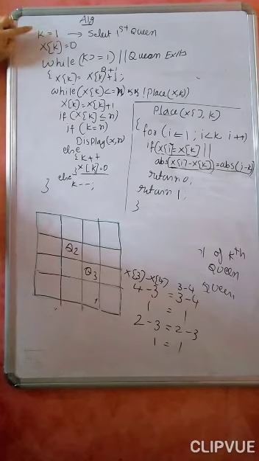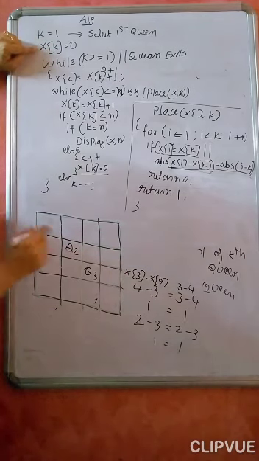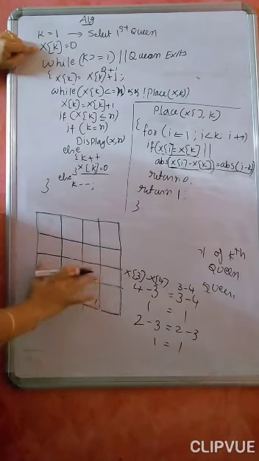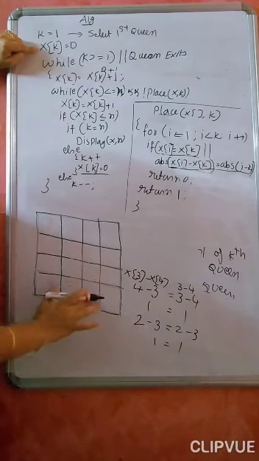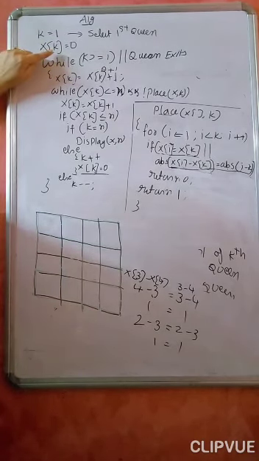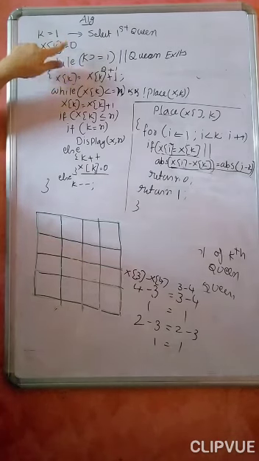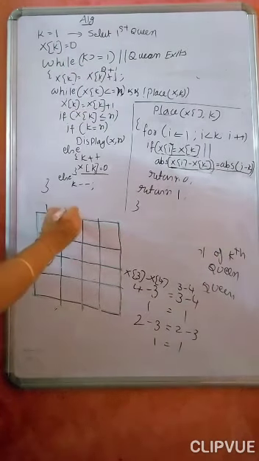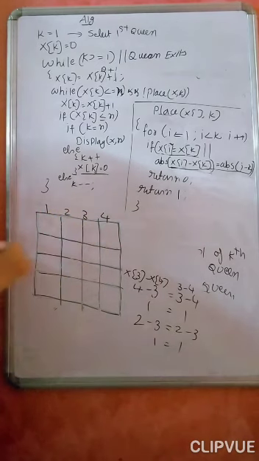Now initially I'll take k is equal to 1. K is equal to 1 means the first queen is selected, but I have not inserted that one into any of the chessboard. Okay. So x of k is equal to 0 means I have not assigned the kth queen to any of the columns. Our columns will start from 1, 2, 3, 4 and this is also 1, 2, 3, 4. So here we will be placing the queens.